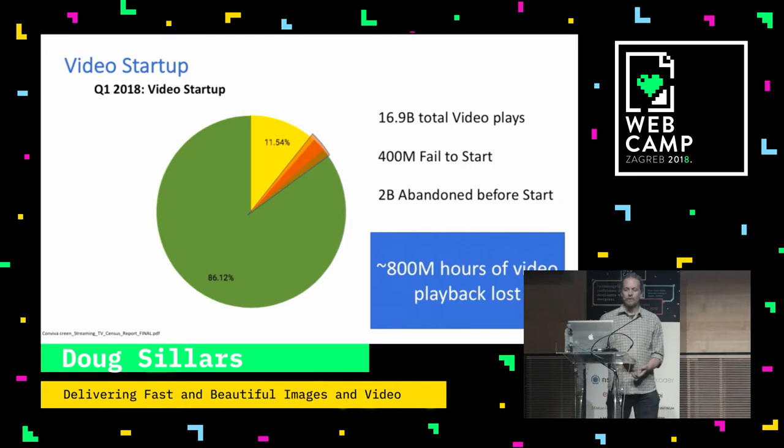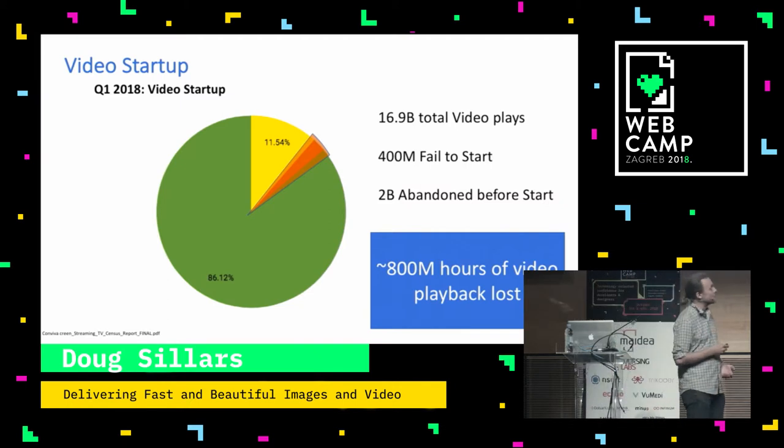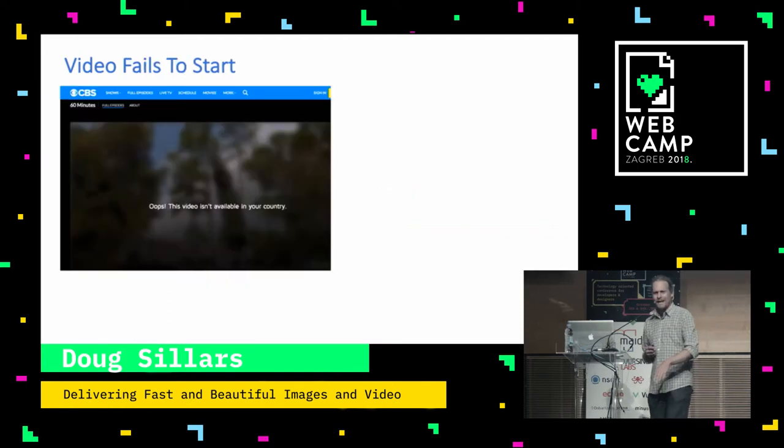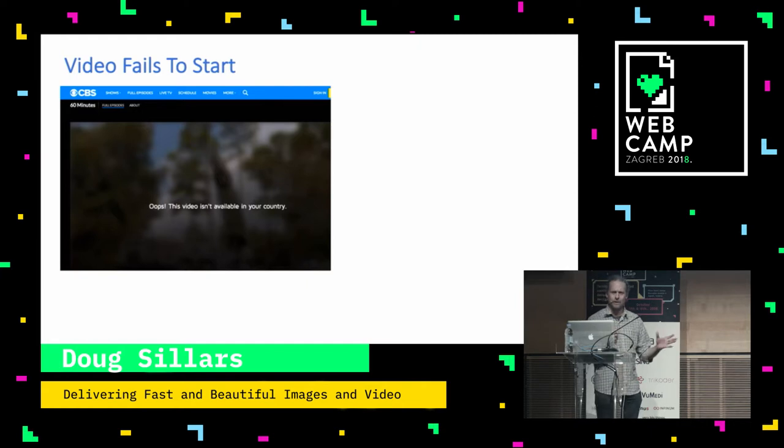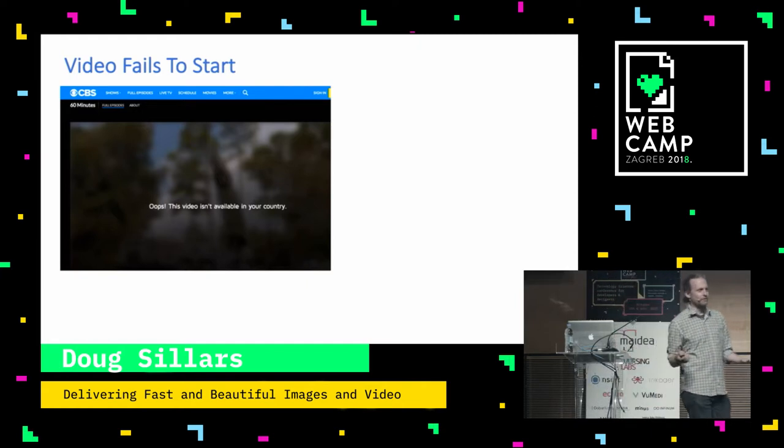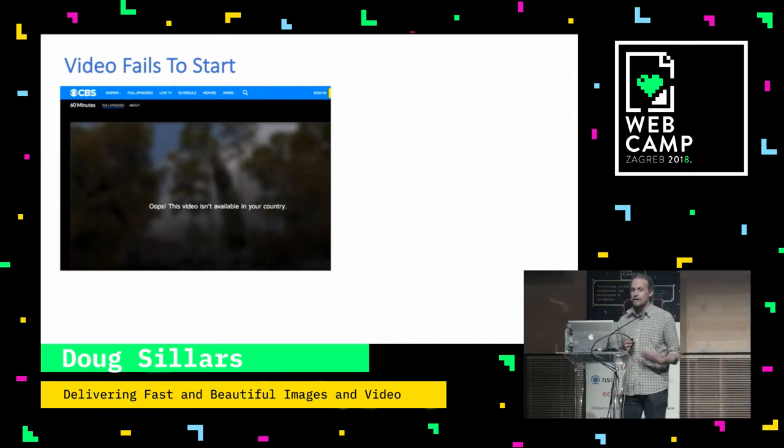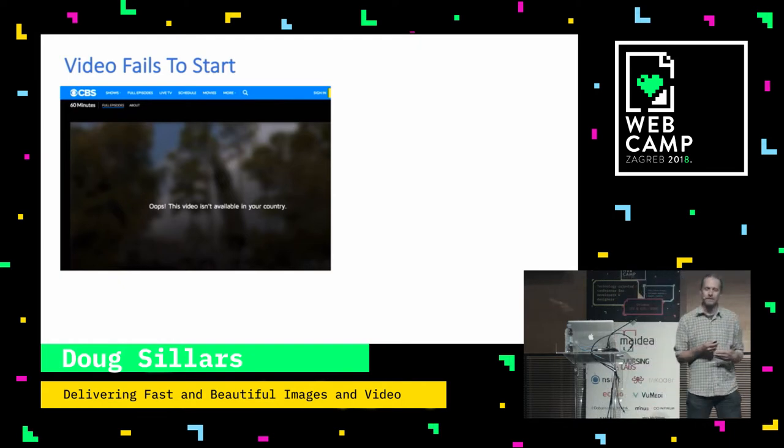Let's try to figure out what's going on. Let's look at these 400 million that failed to start. Looking through some of the data, I see a bunch of 404s and 500 errors, but it's less than 1%. So there are some issues with that. I think a lot of it is stuff like this. I'm sure we've all seen this, right? You just can't watch it in your country. When I use Amazon from the States and I try to log in here to watch Amazon video, it says, hey, you're abroad. We can't show you these movies, but here are the ones you can watch.